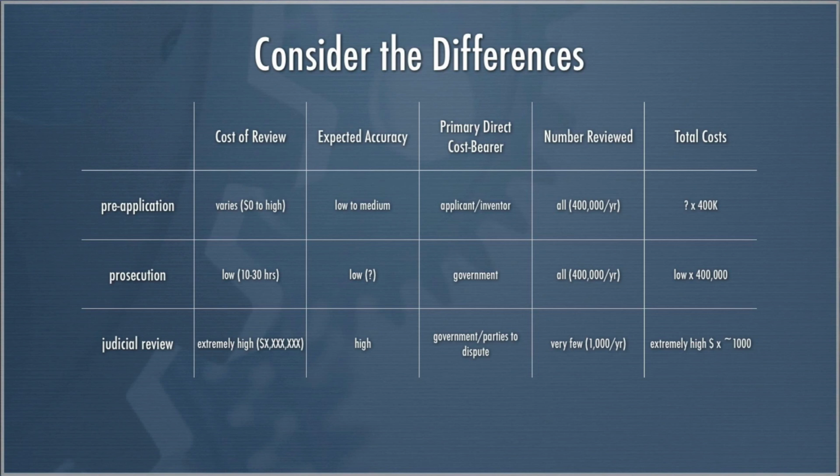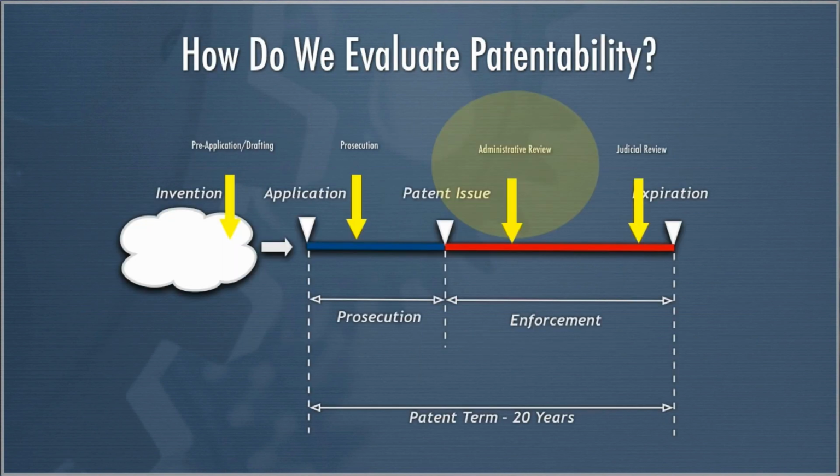Who bears this cost? Well, the government bears a lot of the cost because the government runs the court system, and the parties involved are going to bear a very significant amount of the cost. How many? Very, very few. Only about 1,000 a year are reviewed in this way. And so you've got an extremely high cost times 1,000 as your total cost. So here's the question.